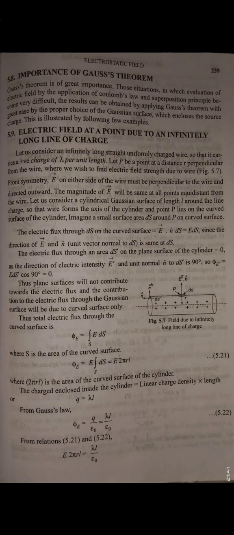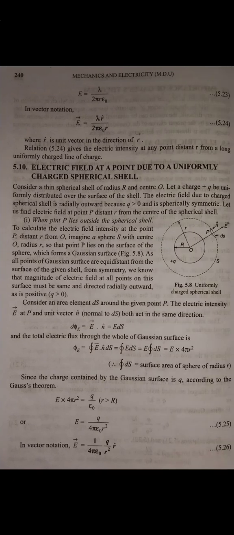The charge enclosed inside the cylinder is equal to linear charge density into length, or Q is equal to lambda L. From Gauss law, phi E is equal to q upon epsilon naught, which is equal to lambda L upon epsilon naught. This is equation number 5.22. From relations 5.21 and 5.22, E into 2 pi r L is equal to lambda L upon epsilon naught. E is equal to lambda upon 2 pi epsilon naught r. This is equation number 5.23.